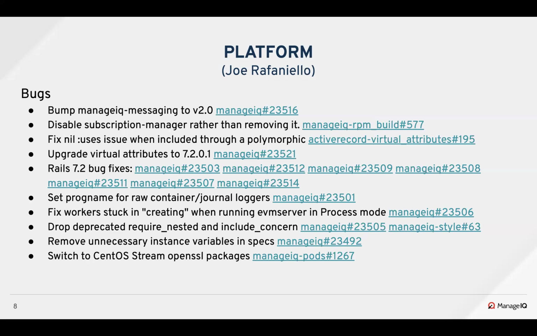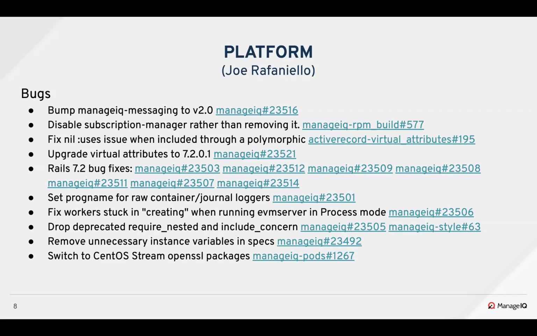Brandon disabled the subscription manager in RPM build, as removing it would also remove DNF config manager. Next, Keenan fixed an issue in virtual attributes with Rails 7.2, includes through a polymorphic association where the uses was not provided. And he also upgraded to use this new virtual attributes version.